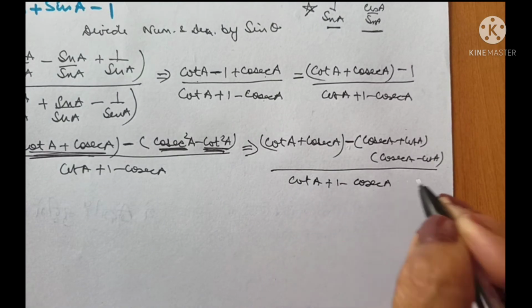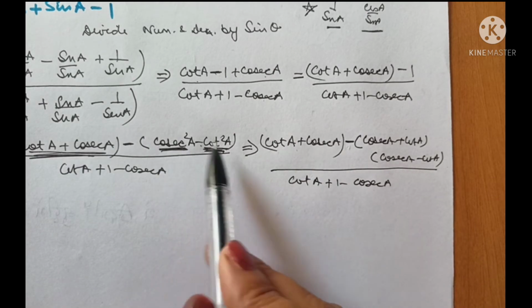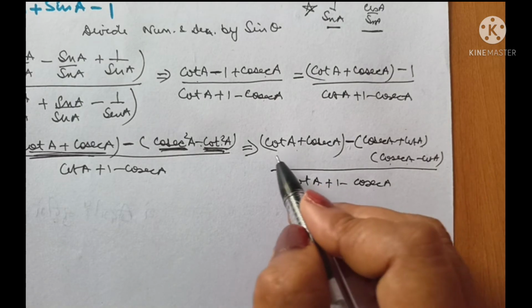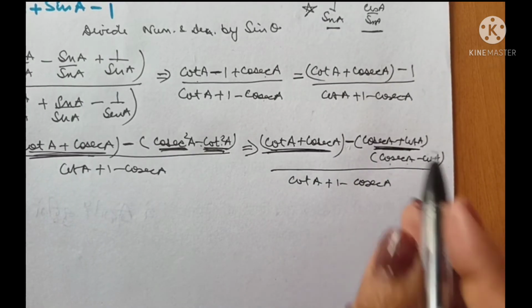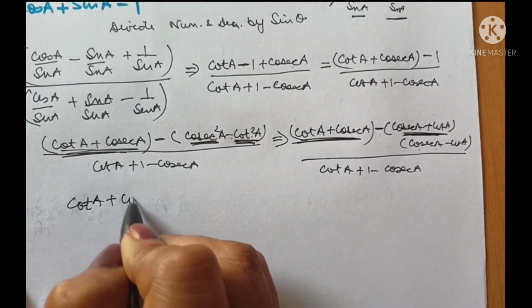I am explaining the numerator again. First term as it is, a square minus b square is a plus b into a minus b. Now if you see carefully, this is one term here and the same term is lying over here. So what I do is, I take cot A plus cosec A common.